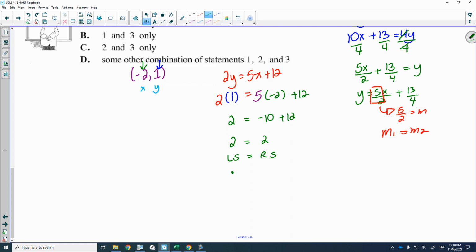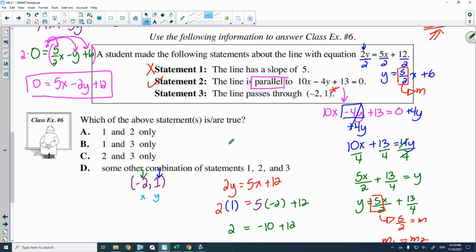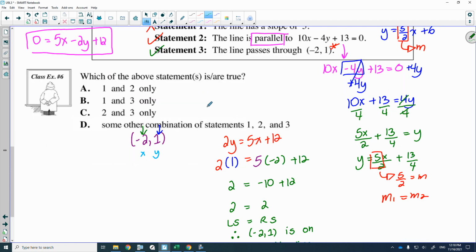Therefore, here's how you write therefore: the point that they gave us is on the line. If it was not on the line, you'd get a 2 here, let's say, and a 5, and they don't match, so you'd say it's not on the line. What that means is, because it's on the line, statement 3 is also true. So which of the above statements are true? 2 and 3. The answer would be C.